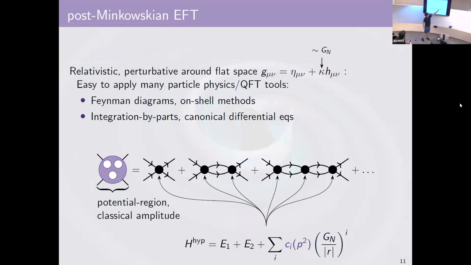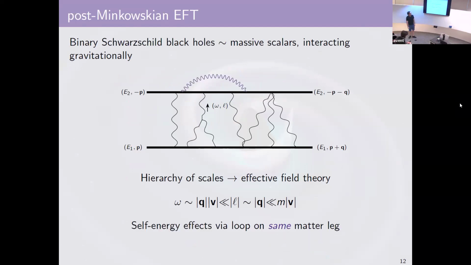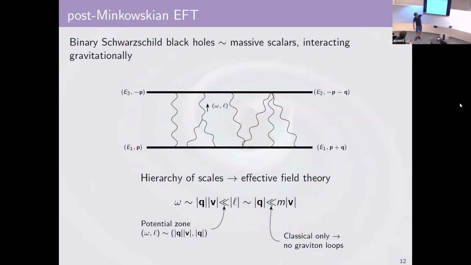Let's go back here. This is exactly the sort of loops that show up here, where you're just iterating a two-particle interaction over and over again. So that's totally fine from the point of view of classical physics. We're going to throw out all the quantum stuff, so no graviton loops. We don't have to worry about quantum gravity. Now, as I've drawn here, this essentially gets you all the conservative stuff.